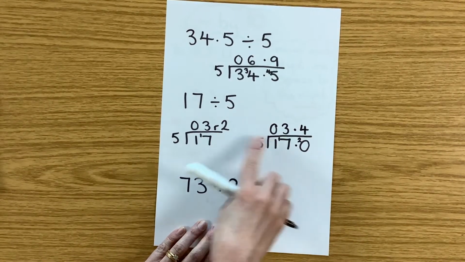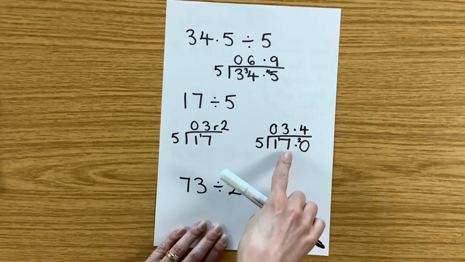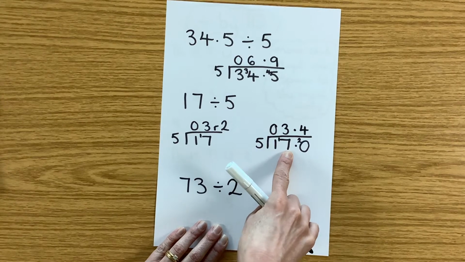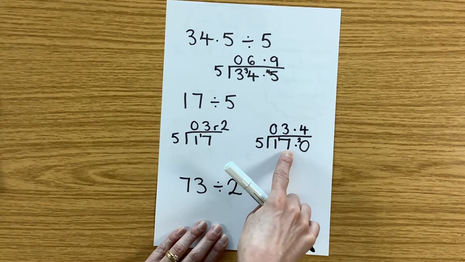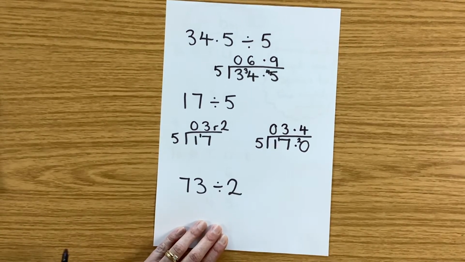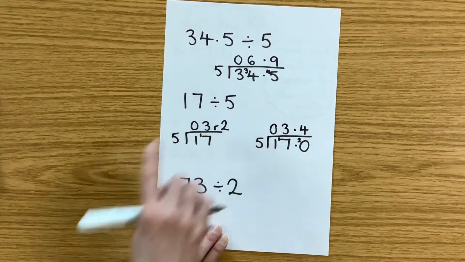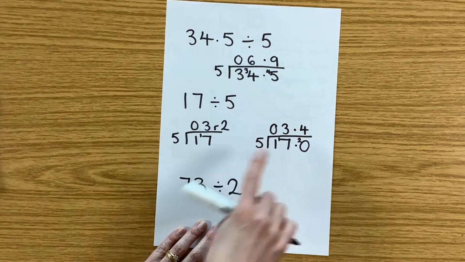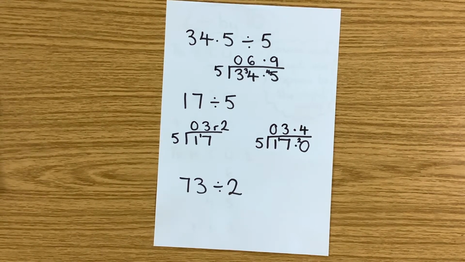Both of these answers are correct, but the better answer is this one, because now I've completely finished the question. So if I wanted to know what 17 divided by 5, the better answer is 3.4. Can we do this one together?